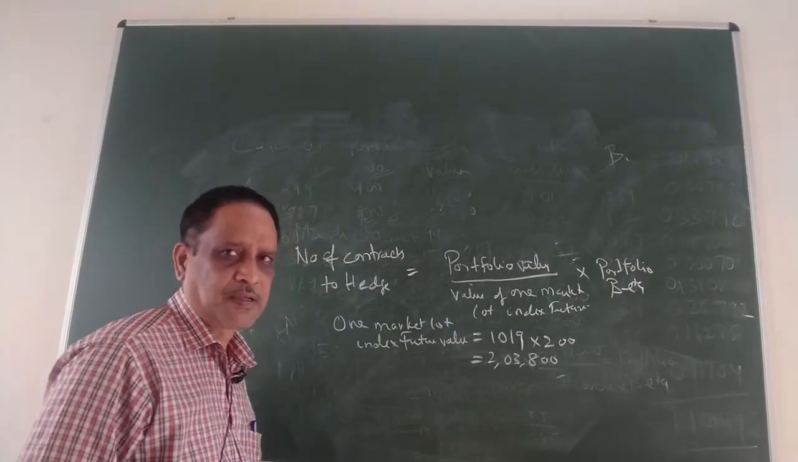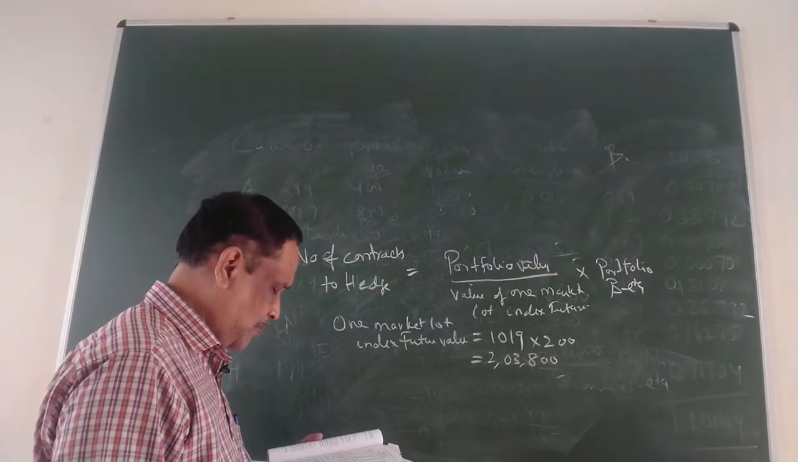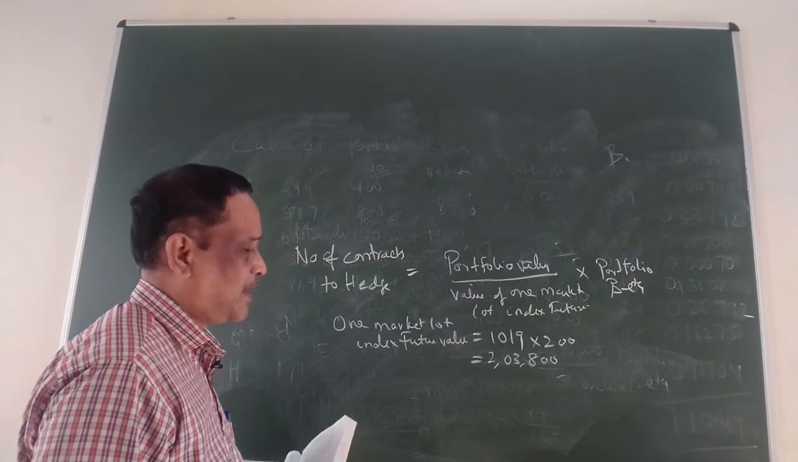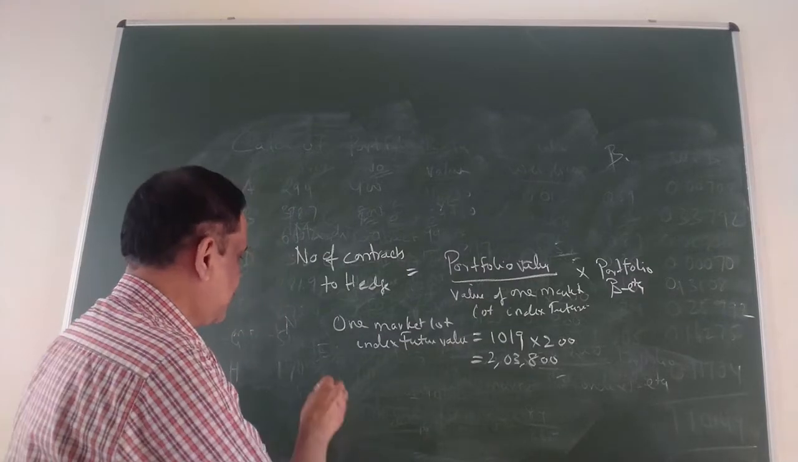So there are three parts in this D problem. The first one is for hedging the total portfolio.